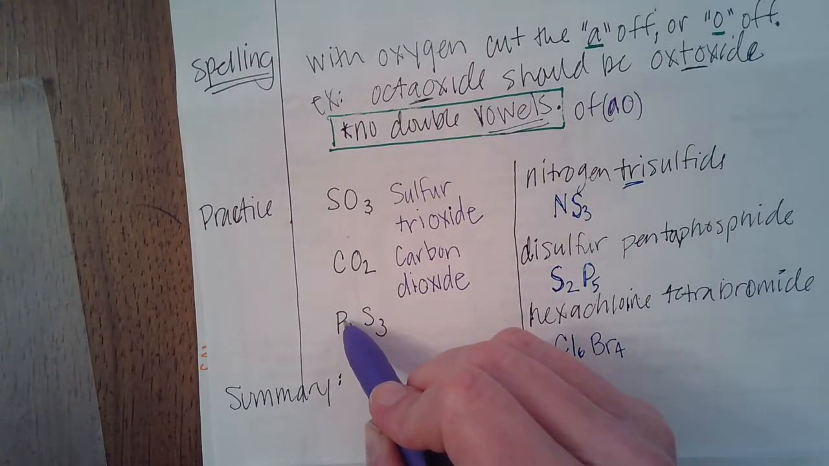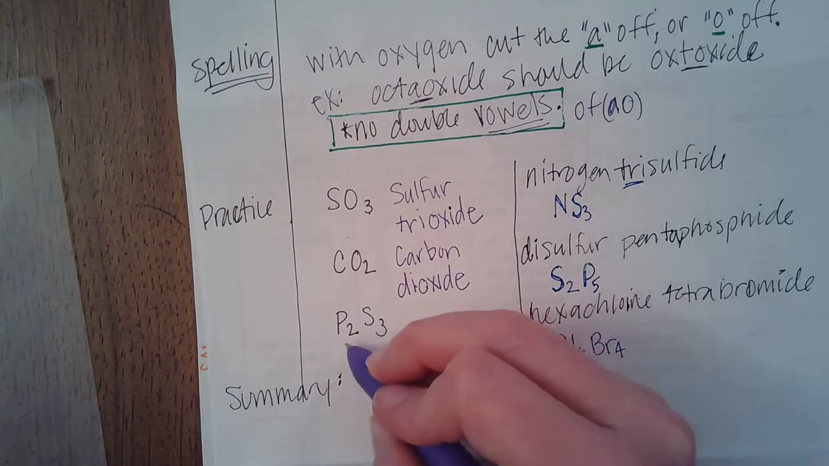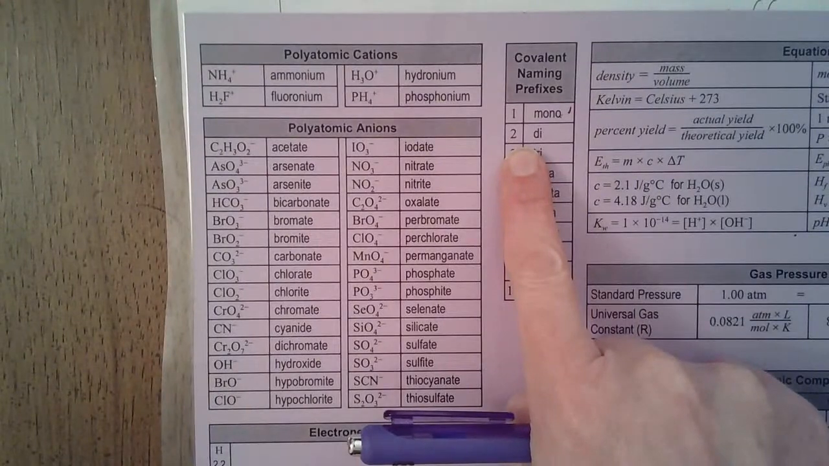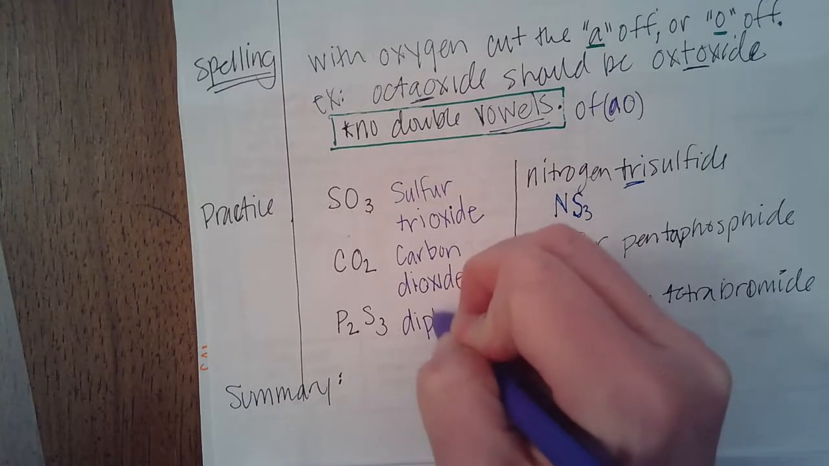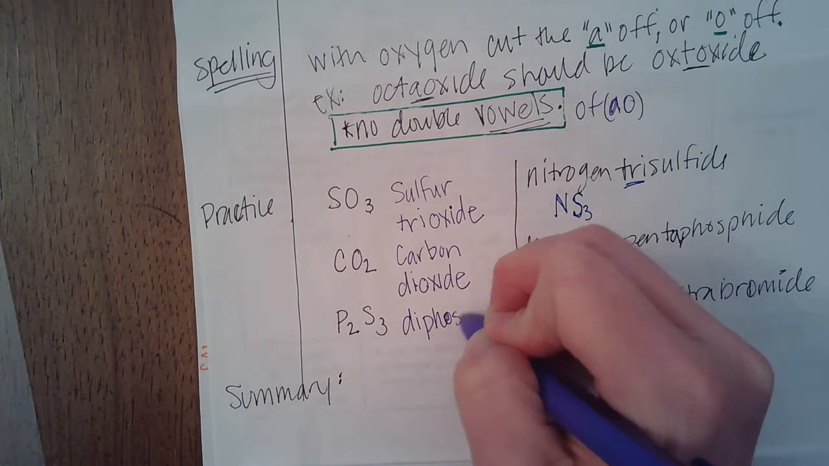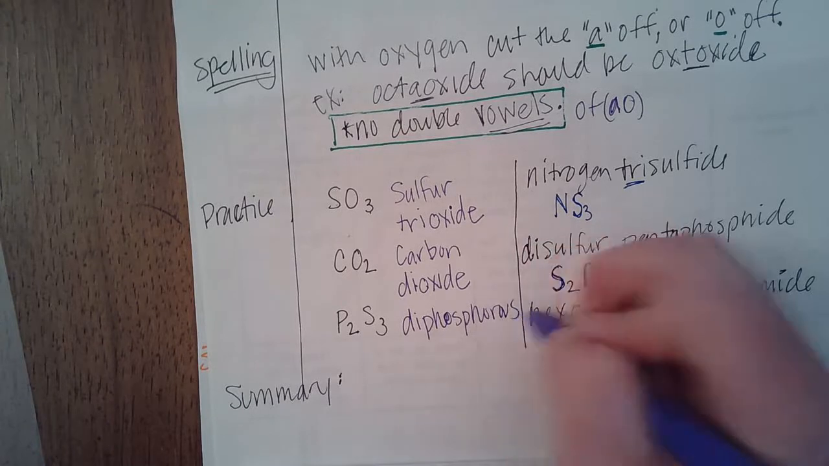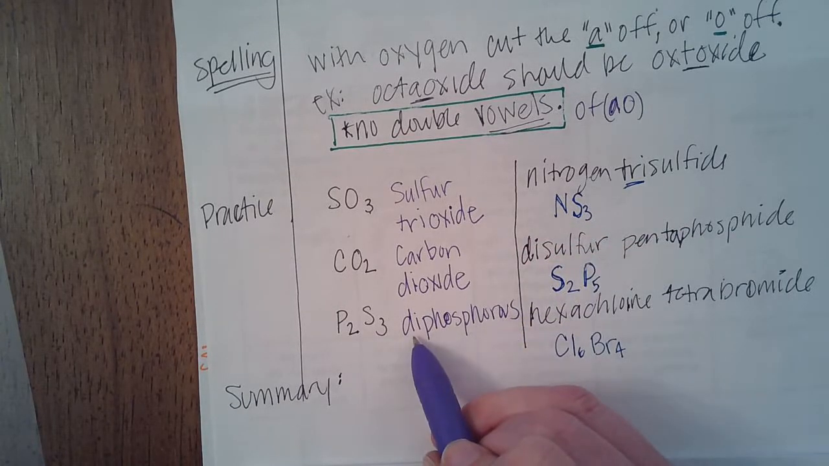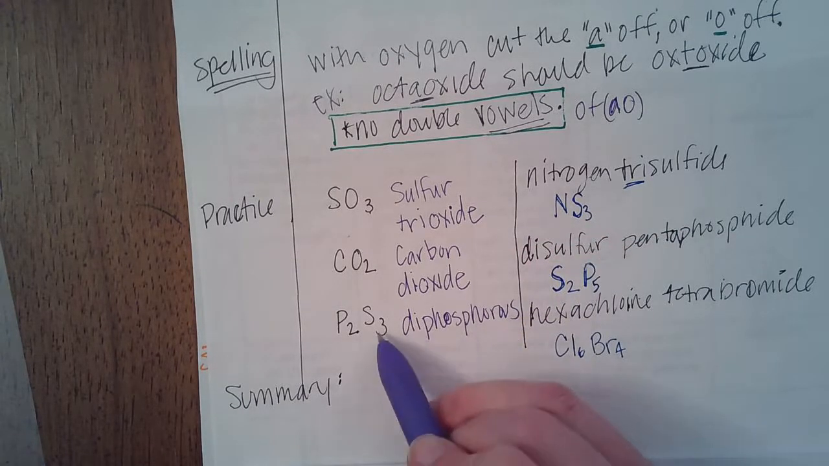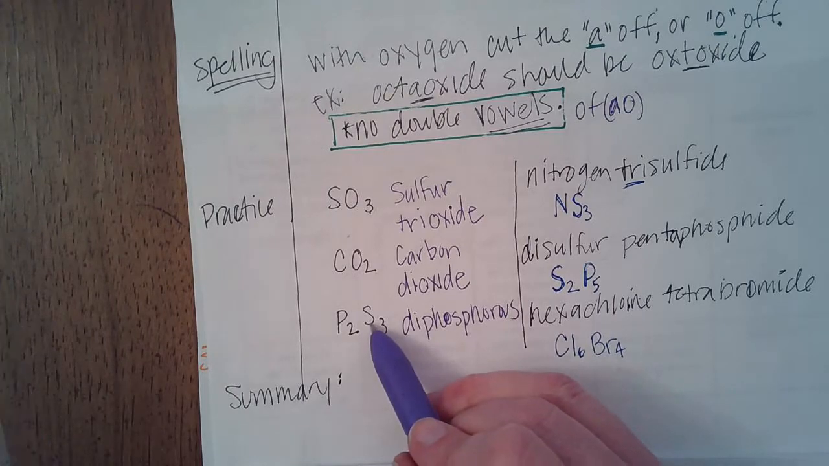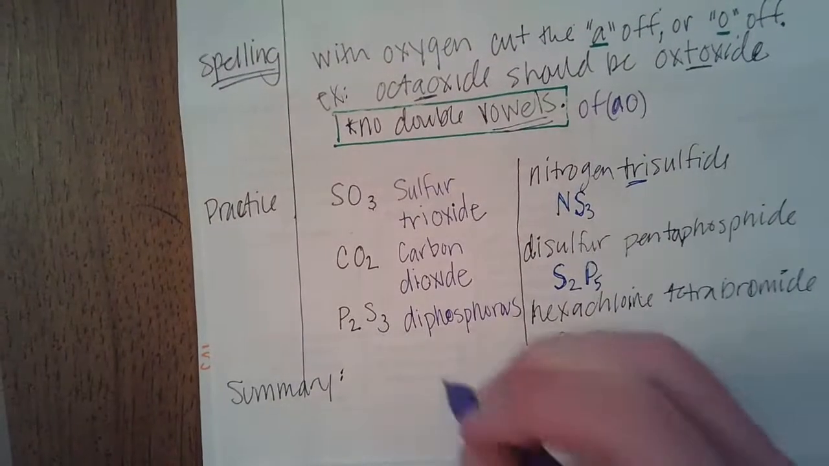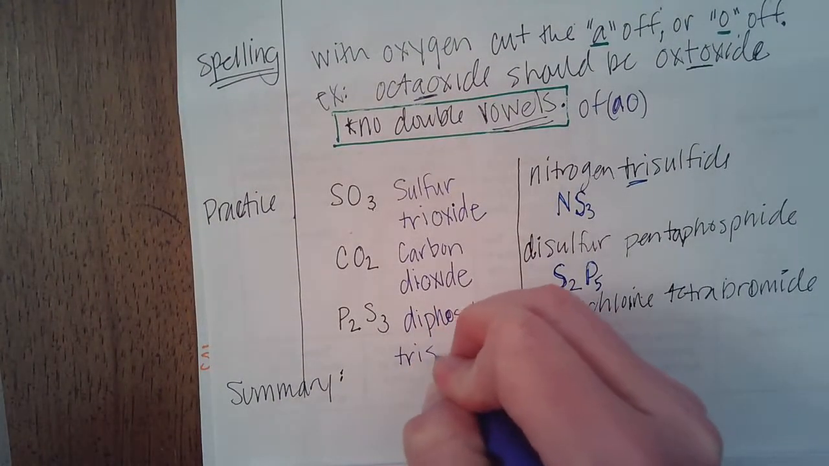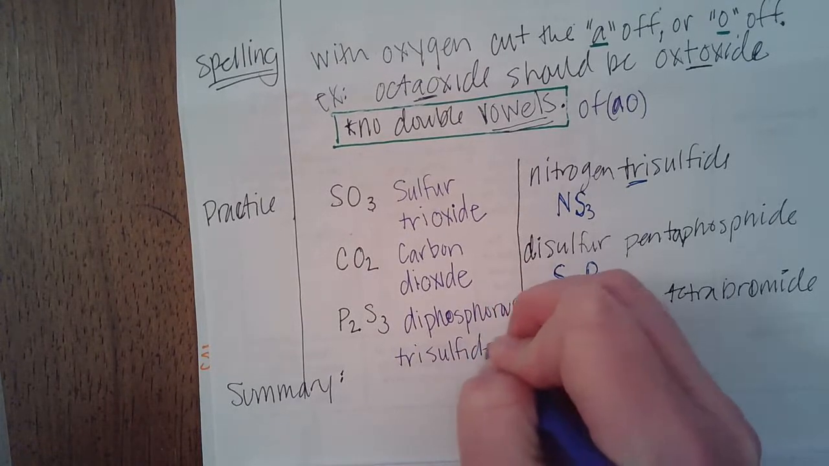And then here we have the first one is phosphorus, but there's a 2 after it. So this is di, so this is diphosphorus. No name change, but there is a prefix added to it. And then this is a 3, and sulfur would become sulfide, and 3 is tri. So this would be trisulfide.